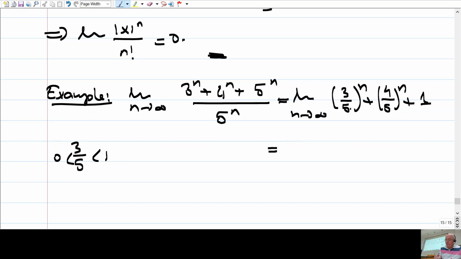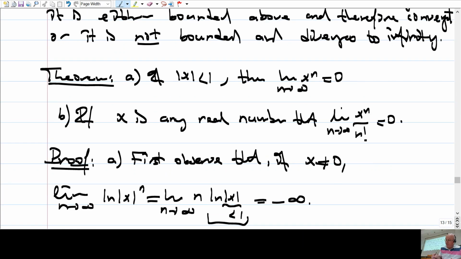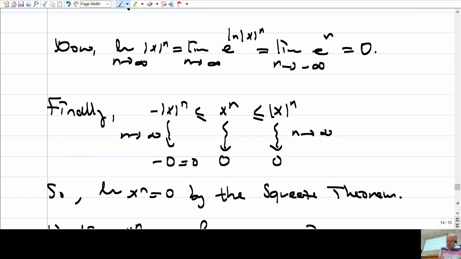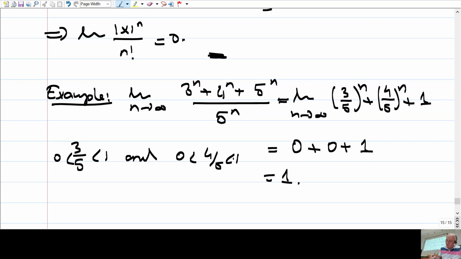So that's part A of this theorem. If x is less than 1 in absolute value, then its nth power has limit 0 as n goes to infinity. Therefore, this thing has limit 0. And this is the constant term, it is 1. Therefore, this limit is equal to 1. And 4/5 is also less than 1, so we have this.